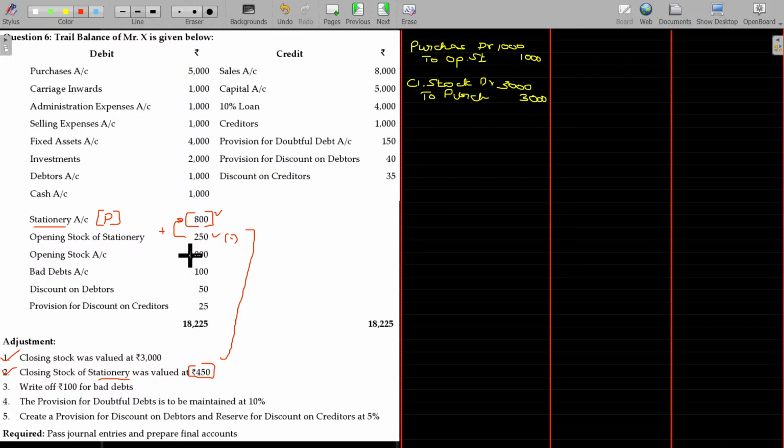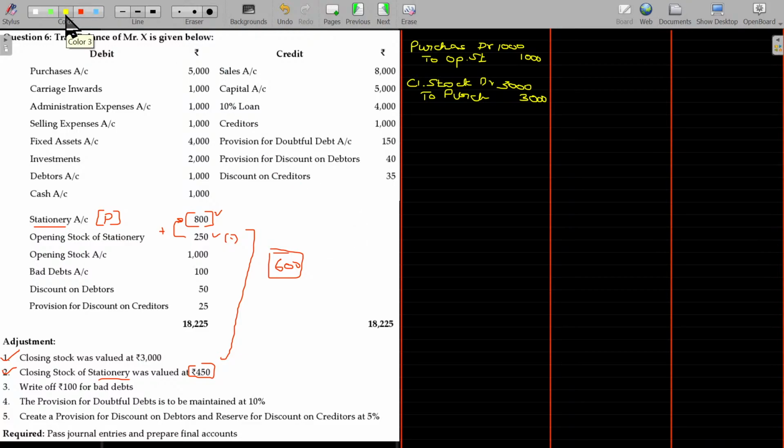Those stationery items remain unused and could be used next year. Anything usable next year is not an expense for the current year, it's an asset. So that 450 should be subtracted, and the ultimate expense for the stationery is only 600. Usually what you do, opening stock plus purchases minus closing stock is the expense debited to the P&L account. In such a way you can post in the comprehensive illustration.